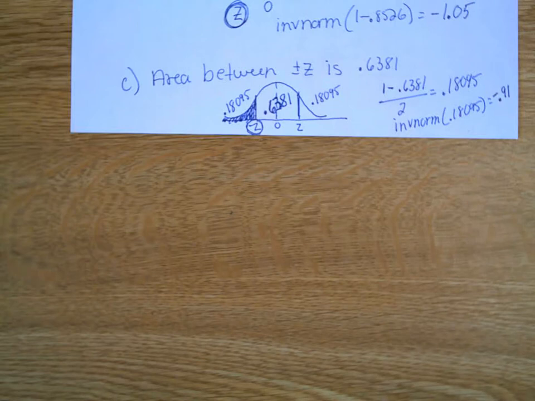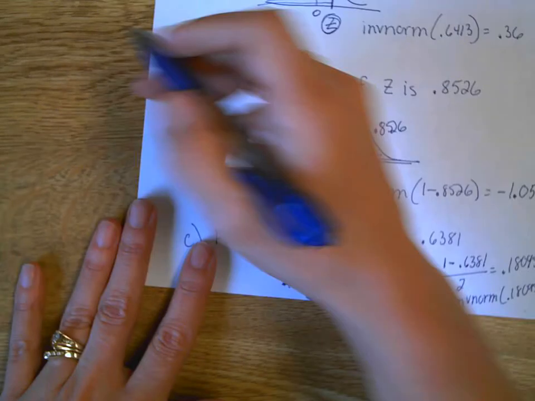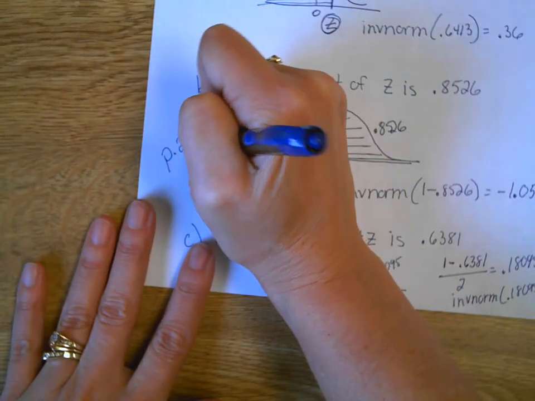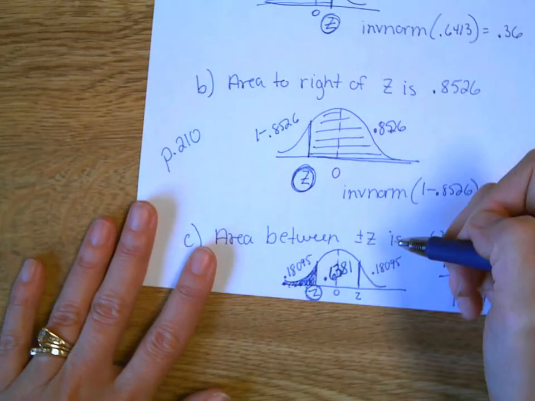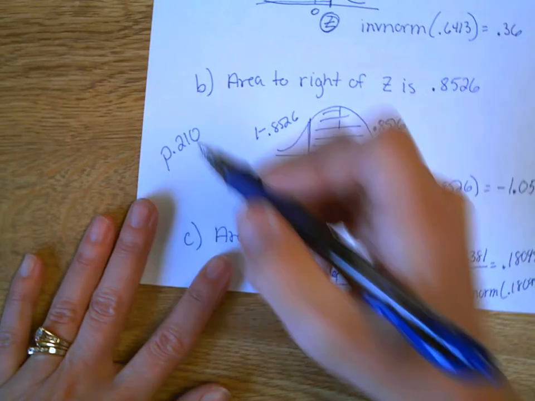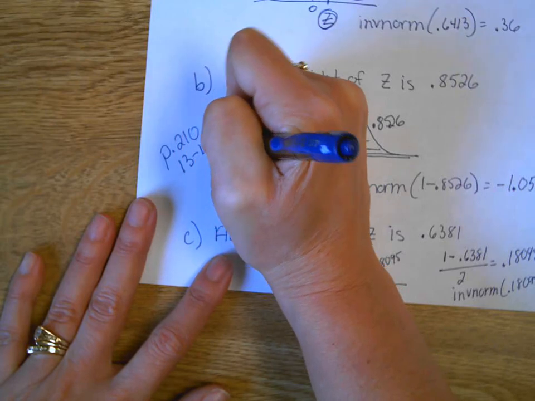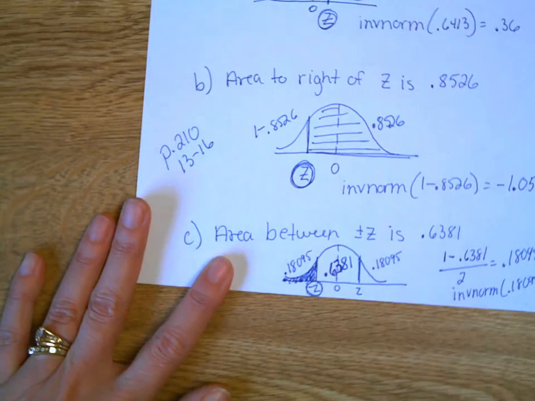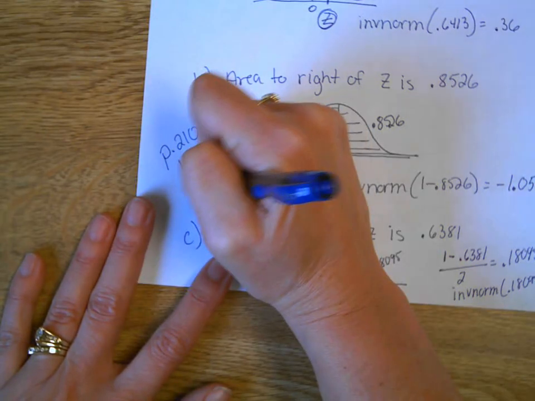Okay, let's go with page 210. This is going to feel a little repetitive, but it'll be good. You're going to find z-scores first. Let's go 13 to 16. And then the probabilities. Let's go 37 to 52.